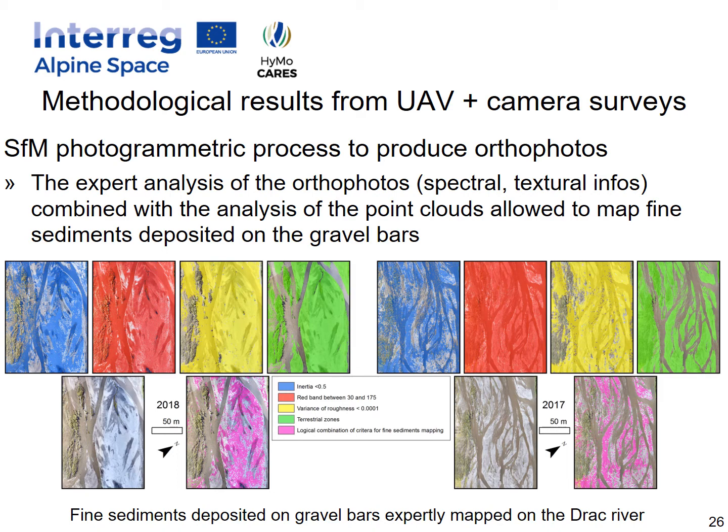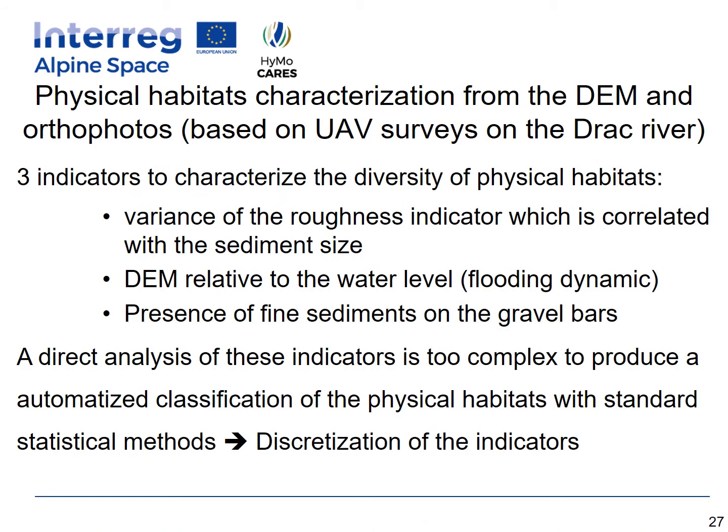This binary map of fine sediment was restricted to terrestrial zones. The figure shows for each UAV campaign the thresholds applied on the orthophotos texture and spectral values, and the threshold applied on the roughness variance used to map the fine sediment patches. To summarize, the UAV campaigns allowed to produce high-resolution DEM and orthophotos, which have been analyzed to extract key indicators to characterize the physical habitats along the restored ridge. Here, the results that will be presented focus on the Upper Drac case studies.